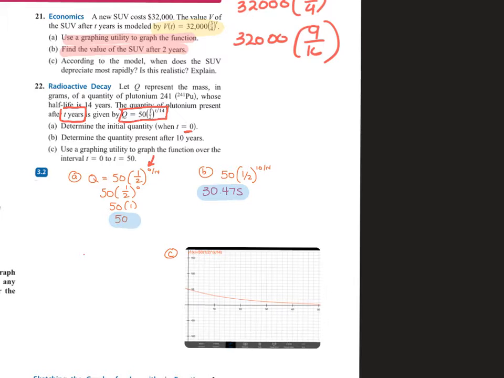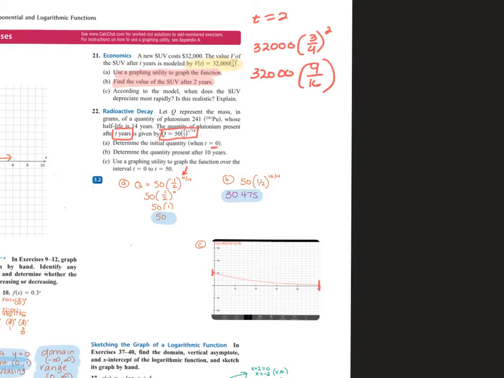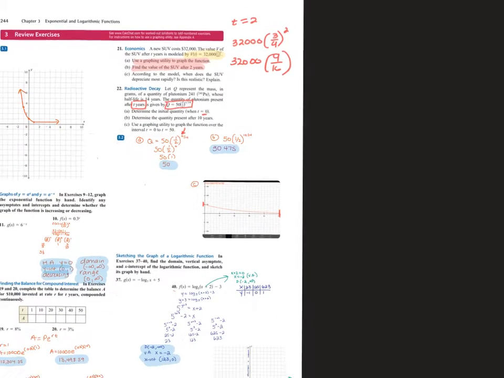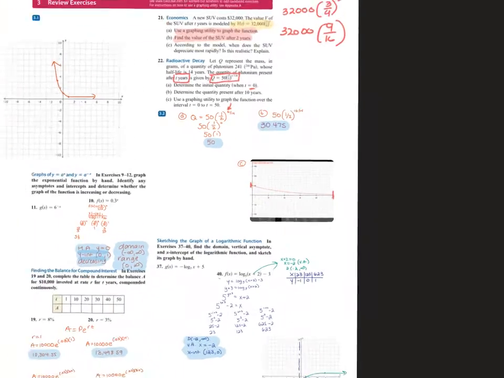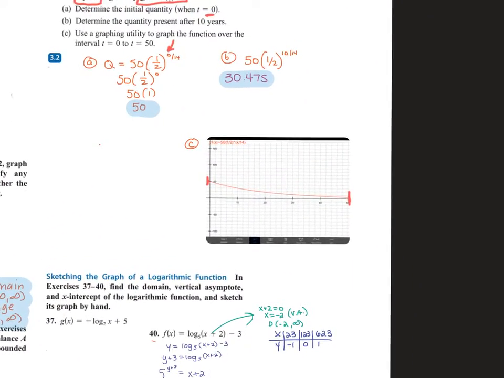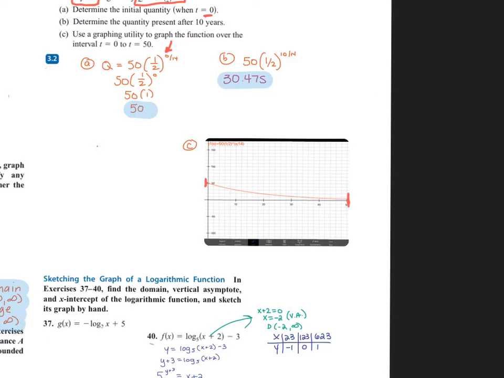And then C says use the graphing utility to graph the function over the interval from T equals 0 to T equals 50. So you're just looking for where your T, which is your X, is 0 to 50. You just want to adjust that window. All of that was plugging numbers into the equation that they're going to give you. So you're not going to have to generate your own equation. It's just the application of it. C just says graph the function over that interval, so you could take your window and restrict your X from 0 to 50.